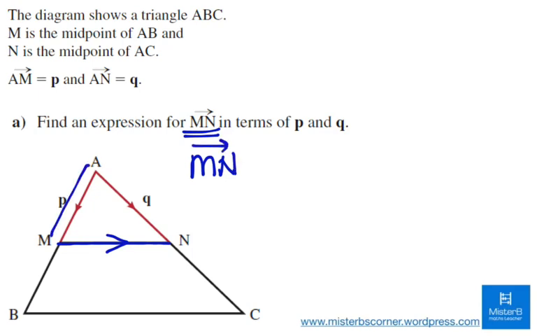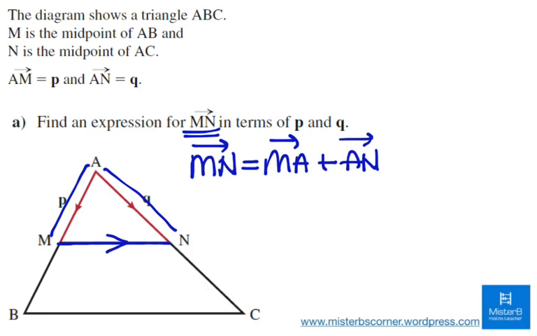So MN, first of all, I must write this down. MN is MA plus AN. I go to here. So actually, if AM, as you can see, the direction is here. If AM is P, MA must be minus P, and AN is, well, it's the same direction as given, so it's going to be a Q. So it's going to be minus P plus Q.